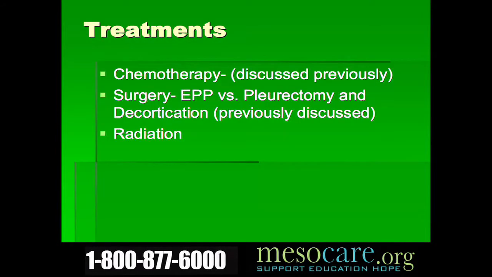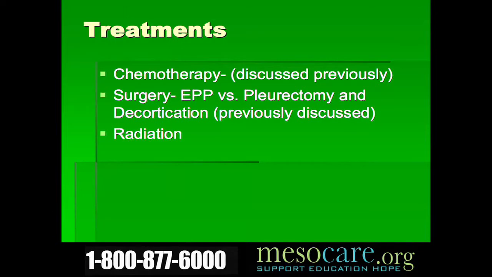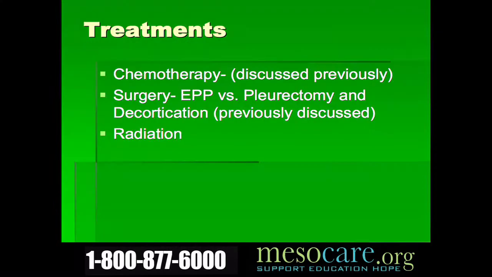So treatments, again, previously discussed: chemotherapy. We used to use a lot of cisplatin, and recently we use Alimta. Surgery options, as previously discussed: in the past years, if the cancer was felt to be resectable, or did not involve mediastinal lymph nodes or distant metastasis in the abdomen or below the diaphragm or on the opposite side of the lung, then patients were offered an extrapleural pneumonectomy.